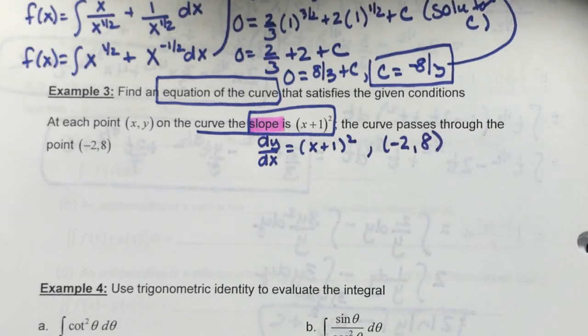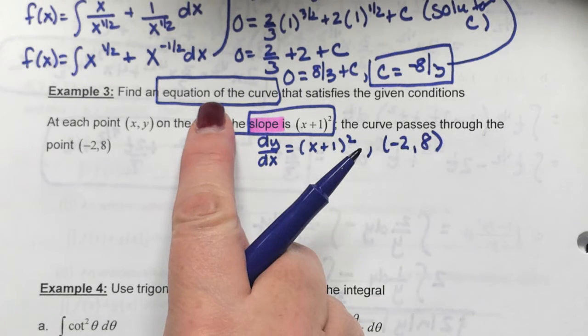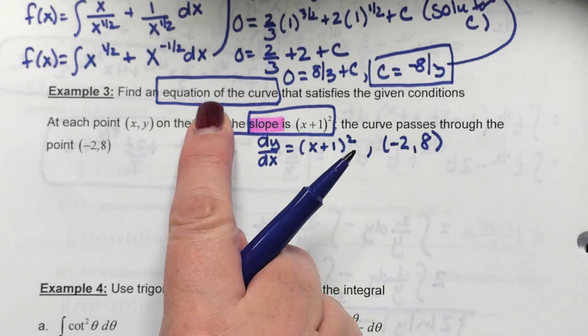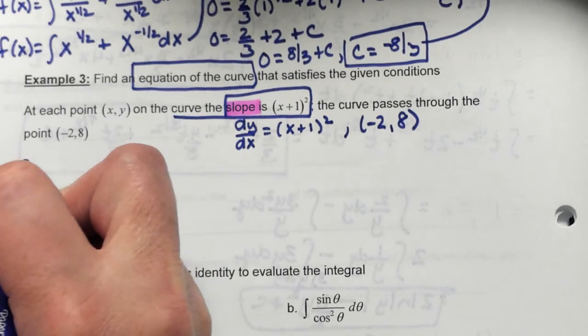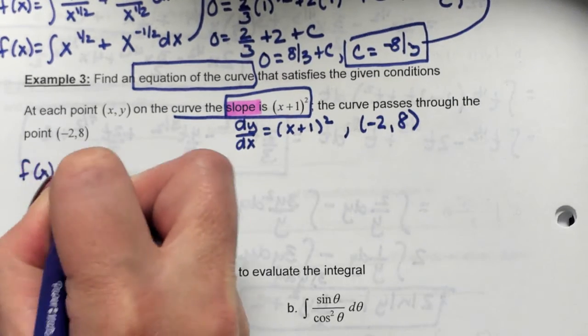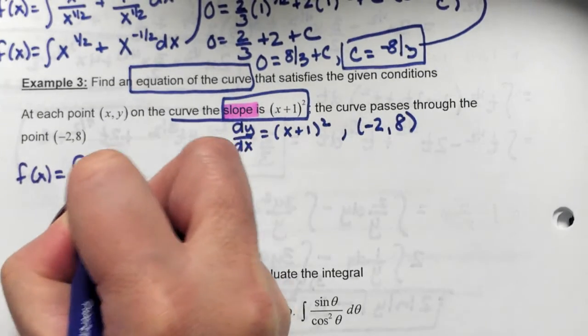So this is another spin-off, in a way, they could ask an initial value problem. Remember, slope is the derivative. So they're giving you the function that is the derivative. Then to find the equation of the curve, they want you to find f of x. So again, you're going to have to integrate the derivative, which is just (x plus 1) to the second.